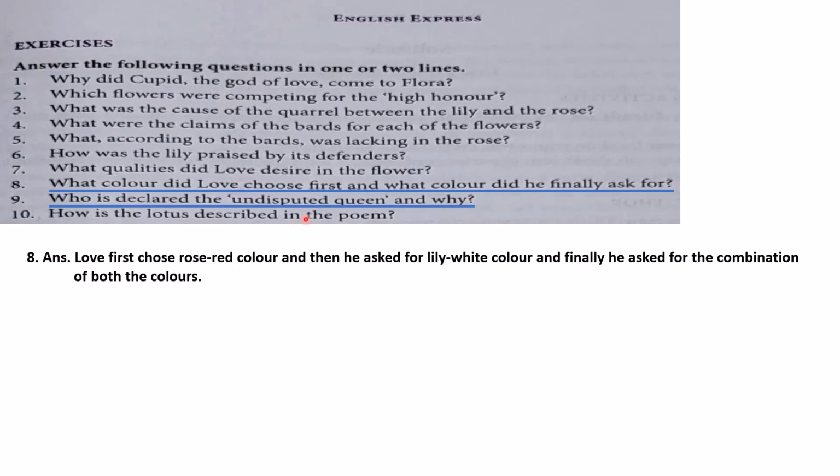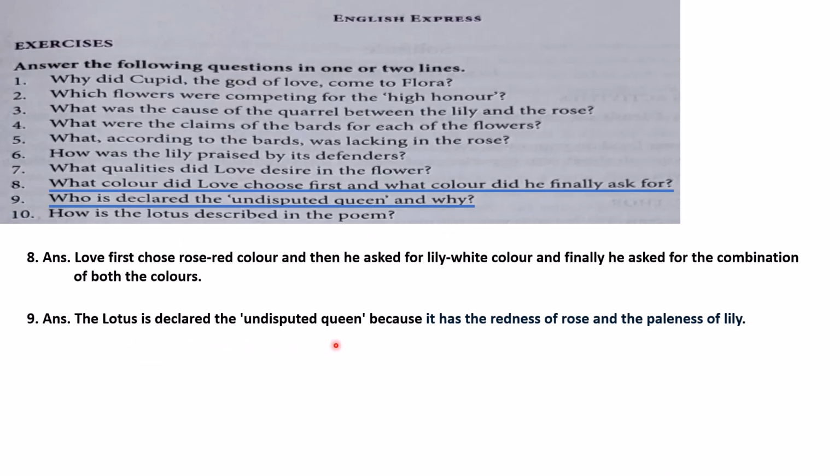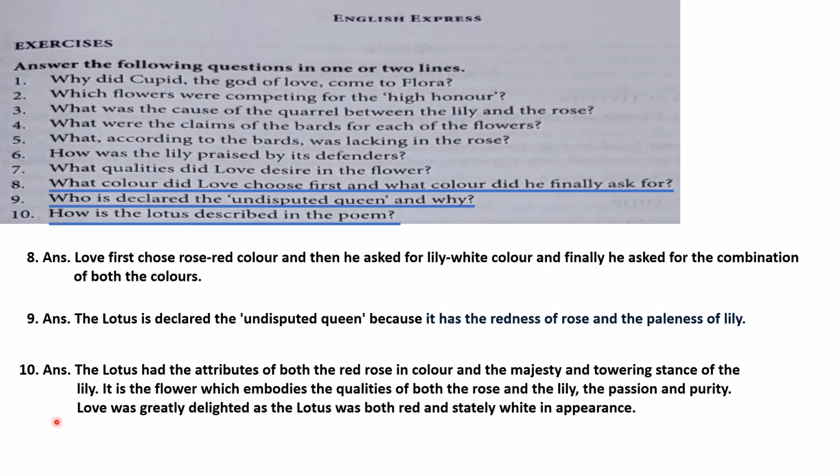Who is declared the undisputed queen and why? The lotus is declared the undisputed queen because it has the redness of the rose and the paleness of the lily. How is the lotus described in the poem? The last question. The lotus had the attributes of both the red rose in color and the majesty and the towering stance of the lily. It is the flower which embodies the qualities of both the rose and the lily, the passion and purity. Love was greatly delighted as the lotus was both red and stately white in appearance.